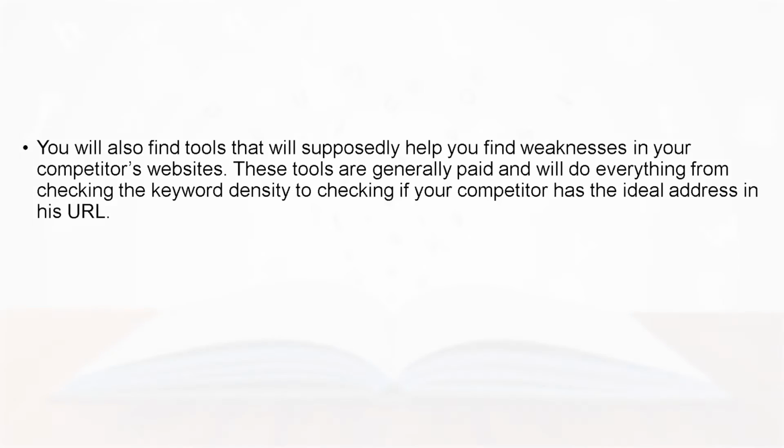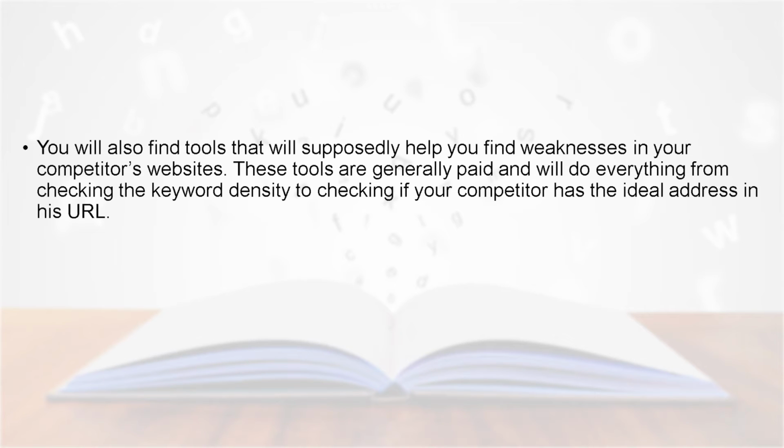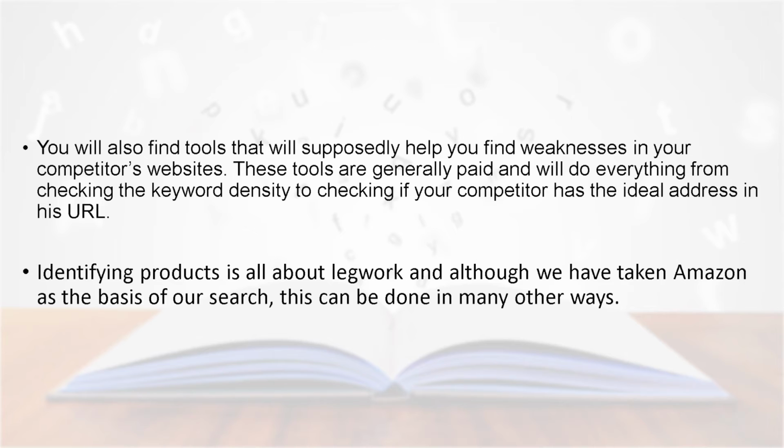Use tools. You will also find tools that will supposedly help you find weaknesses in your competition's website. These tools are generally paid and will do everything from checking the keyword density to checking if your competitor has the ideal address in his URL. Identifying products is all about legwork, and although we have taken Amazon as the basis for our search, this can be done in many other ways.